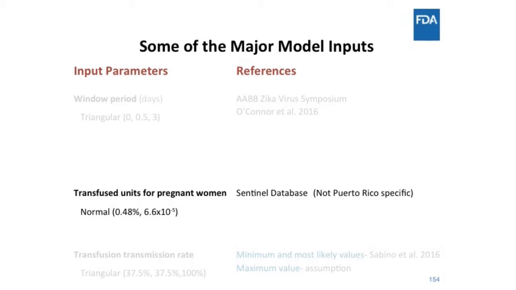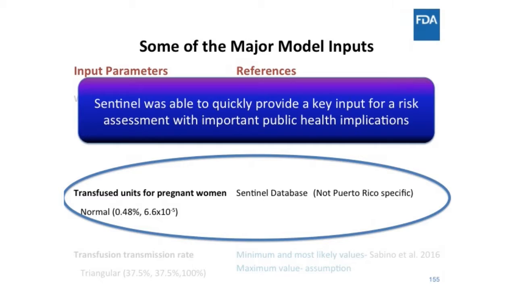Any risk assessment has many inputs that are required. I'm only going to focus on one input in this case, and that was the transfused units for pregnant women. Again, we didn't have this data when the Zika outbreak occurred in Puerto Rico. Using Sentinel, we were able to quickly get an estimate. We weren't able to get an estimate specifically for Puerto Rico, but we were able to get an estimate for the U.S. as a whole and apply that. So Sentinel provided a key input for a risk assessment with important public health implications.